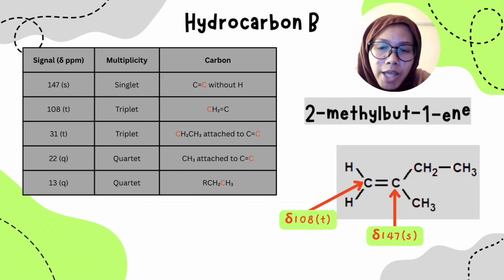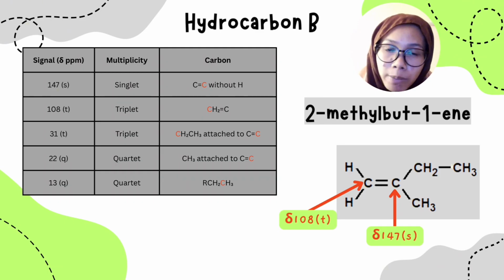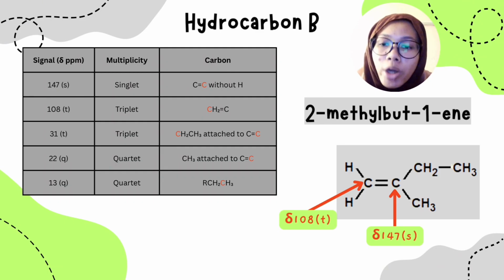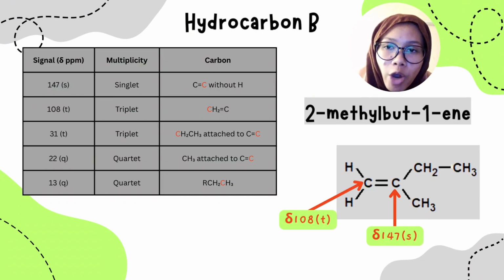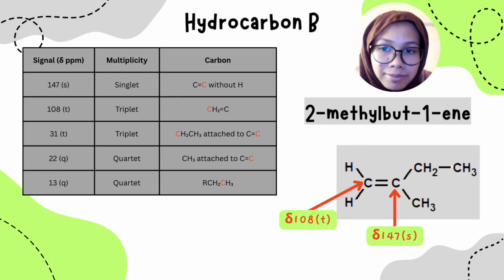For hydrocarbon B, I deduced it as 2-methyl-but-1-ene. This is because the signals at 147 ppm and 108 ppm are the two carbons of the double bond that attach to each other. 147 ppm has no hydrogen, so it is more deshielded, and 108 ppm has two attached hydrogens, making it the other end of the double bond carbon.